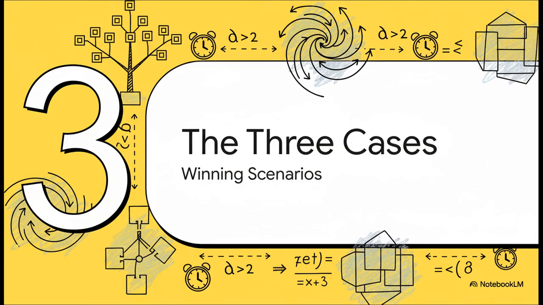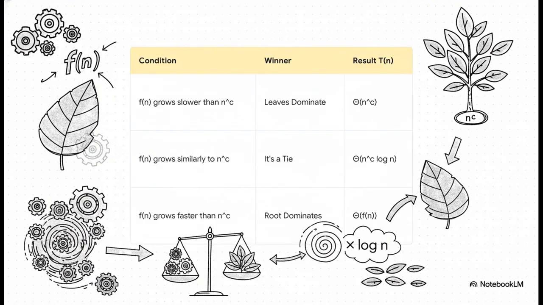Let's look at the ultimate cheat sheet for this. This table is everything, seriously. Case 1, if the combination work, f of n, is lighter than the work at the leaves, n to the c, then the leaves totally dominate. The runtime is just theta of n to the c. Case 2, if they're pretty much balanced, it's a tie. The runtime is almost the same, you just multiply it by a log n factor. And case 3, if the combination work is way heavier, then the root dominates, and your runtime is simply whatever that work was, theta of f of n.